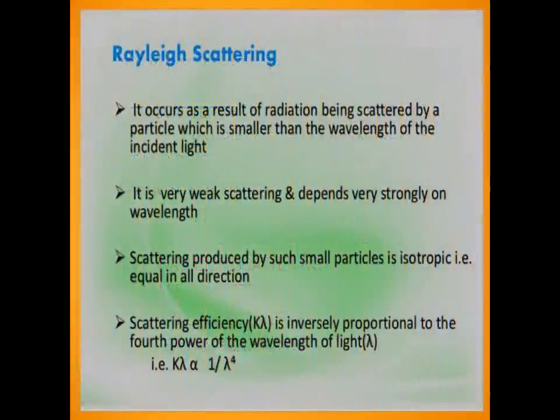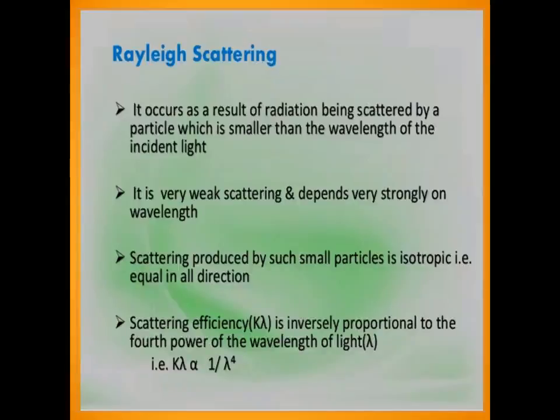Now, what is Rayleigh scattering? The scattering of sunlight by the atoms or molecules of gases in the Earth's atmosphere is known as Rayleigh scattering. This is a normal scattering. It occurs often.